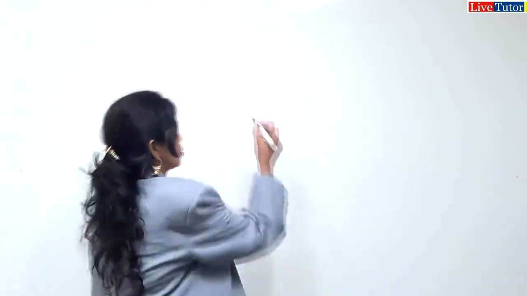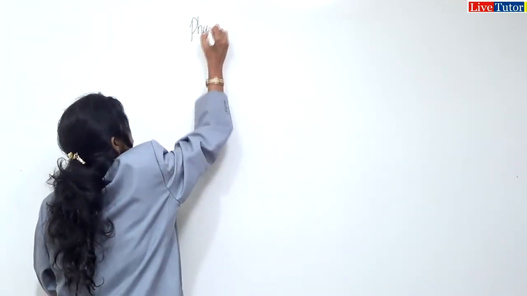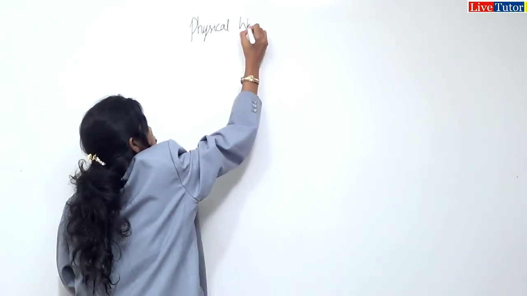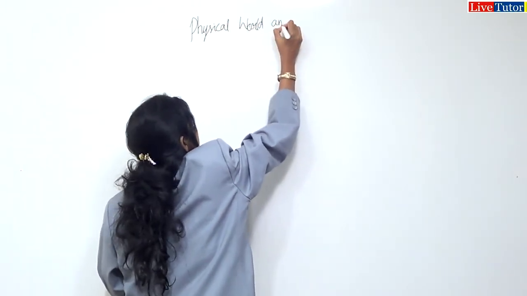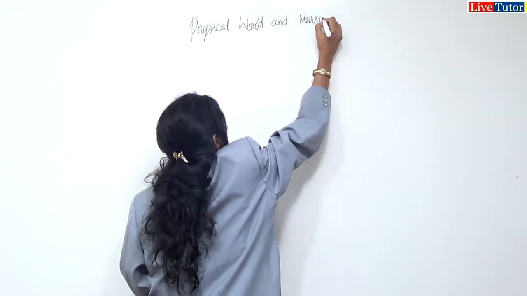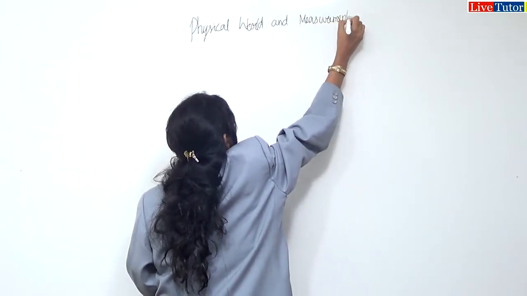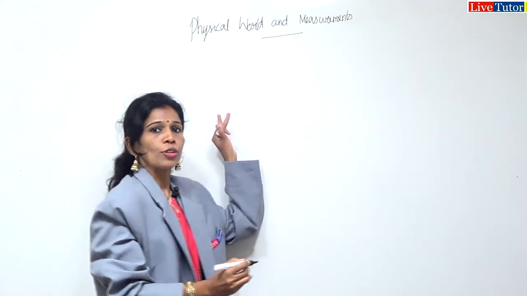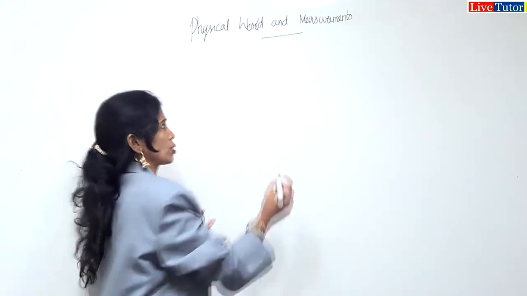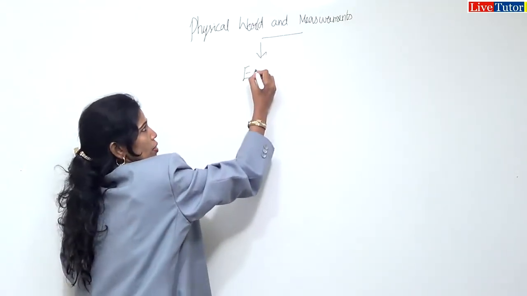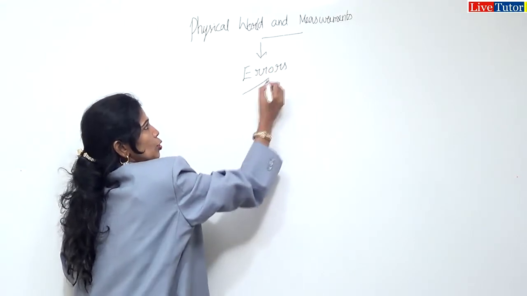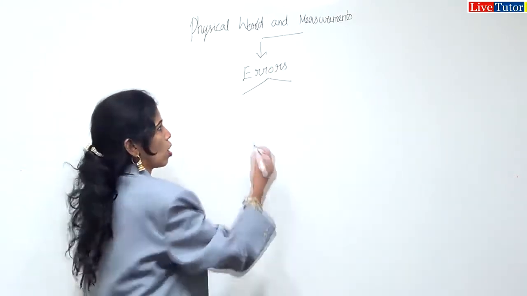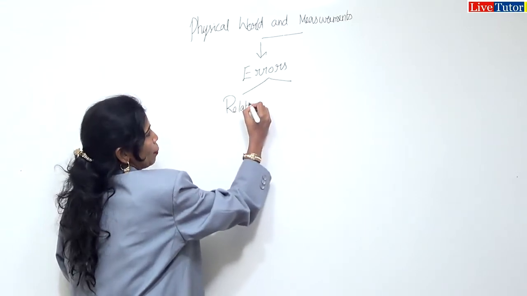The foremost important, interesting and easy chapter in physics is physical world and measurements. In this, we are going to discuss errors. When we speak about errors, the two most important errors are relative and percentage error.